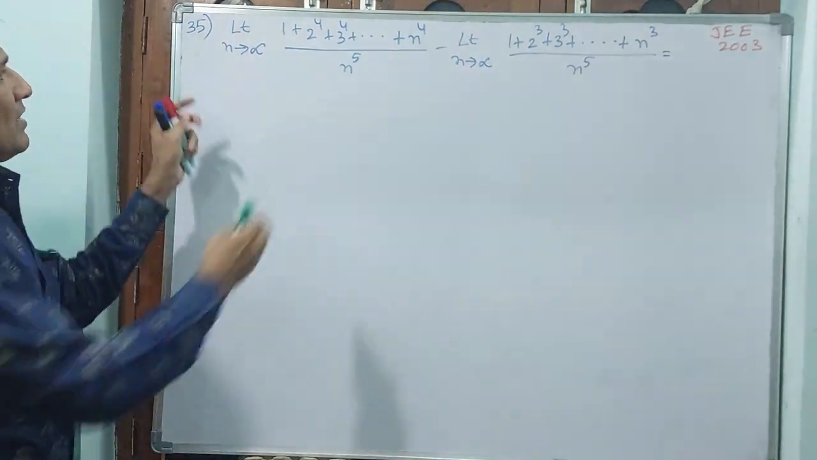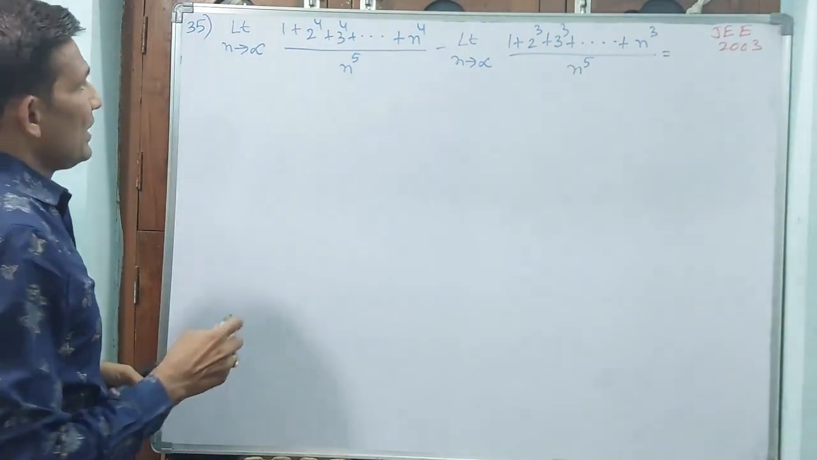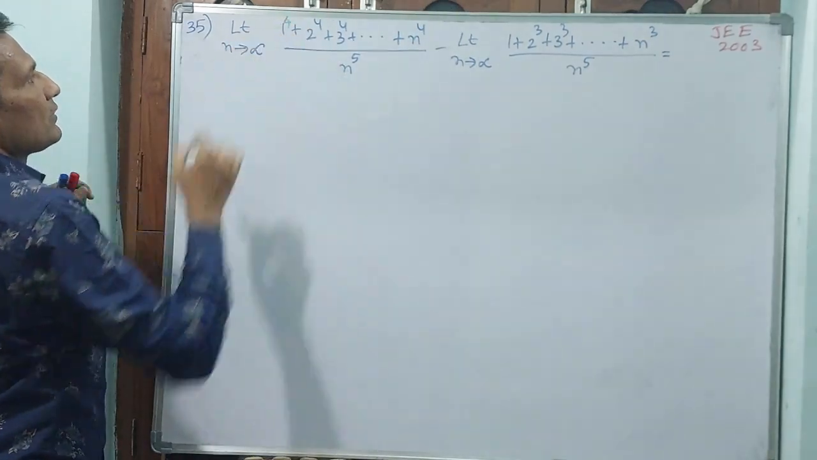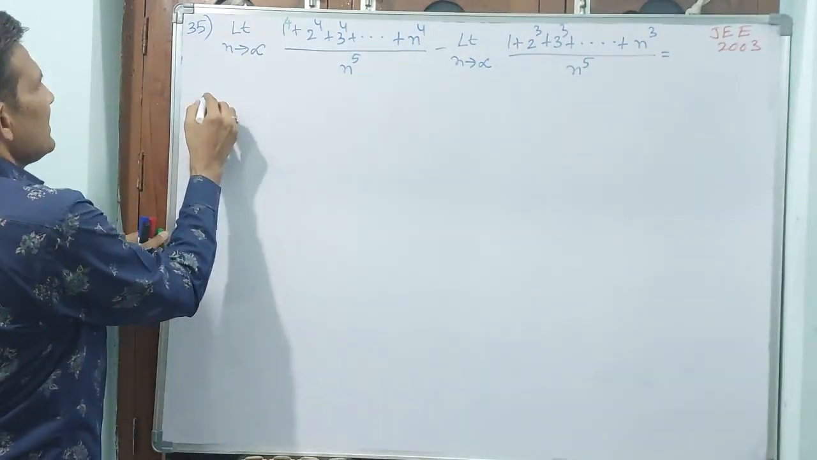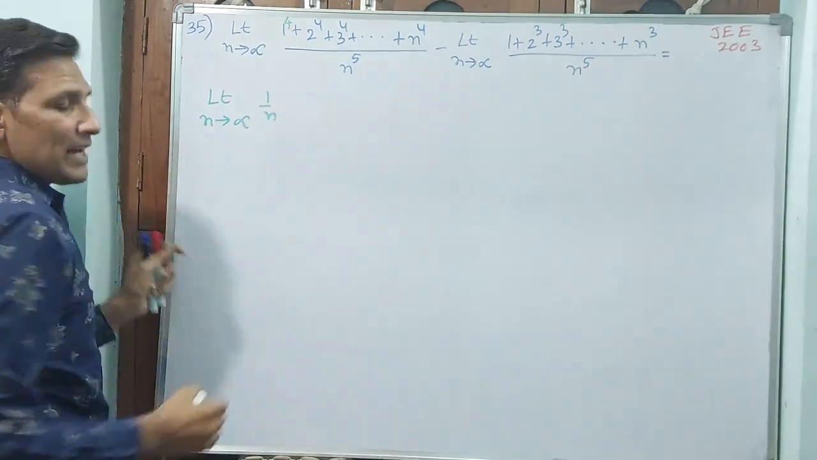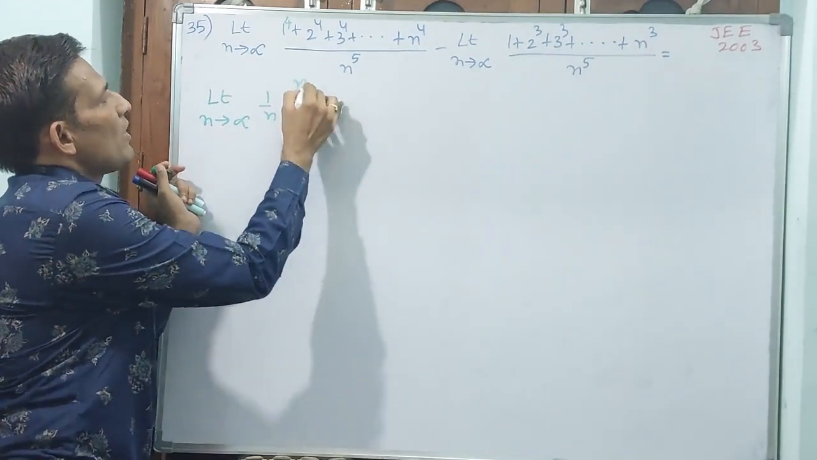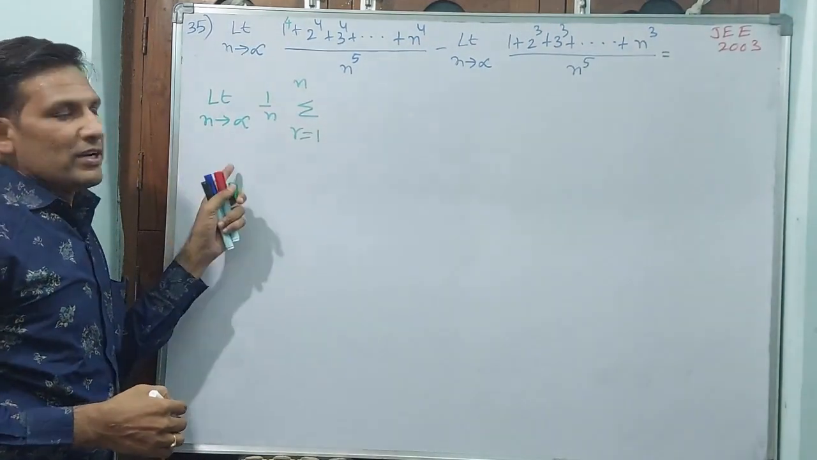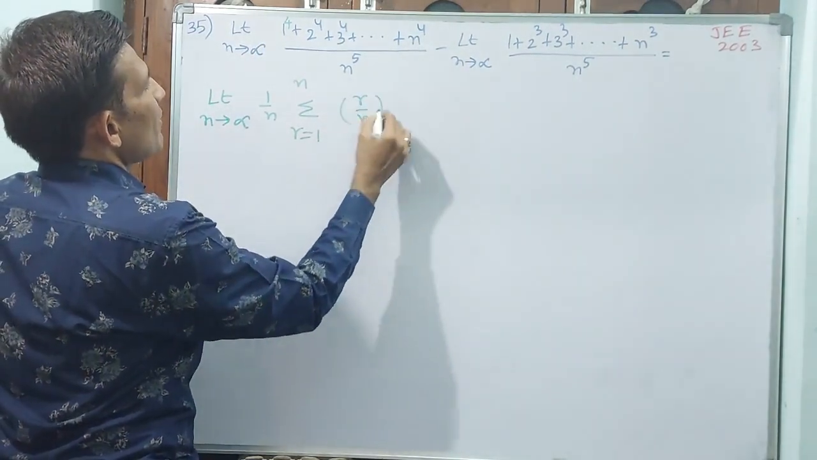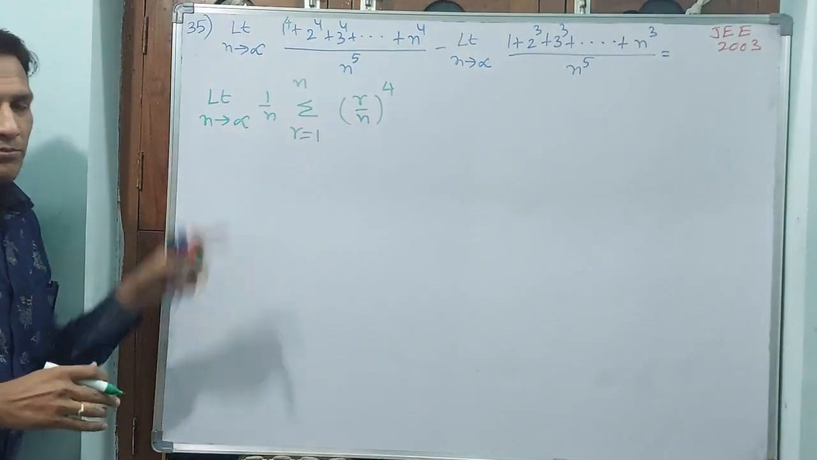Observe carefully. This and this I am taking separately. First I am solving this one. 1 means 1 to the power of 4 is there, yes, so write 1 to the power of 4 also. See how I am converting this. Limit n tends to infinity, 1 by n I am taking, because 1 by n is a must for us, sigma r is equal to 1 to n. This we require. Then see how I am writing: r by n whole to the power of 4.